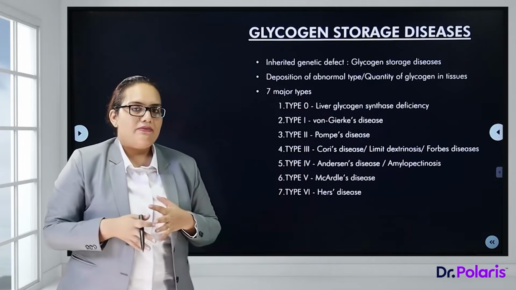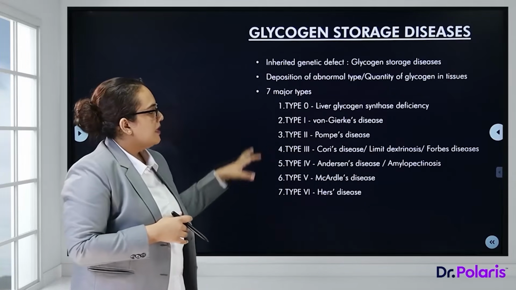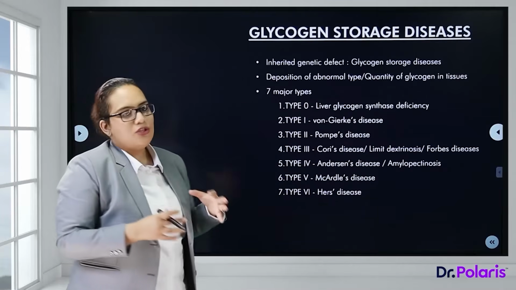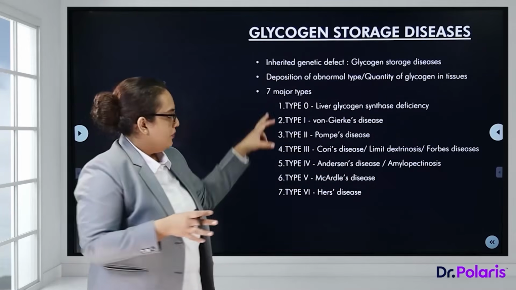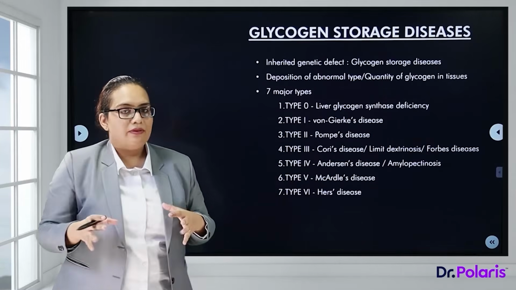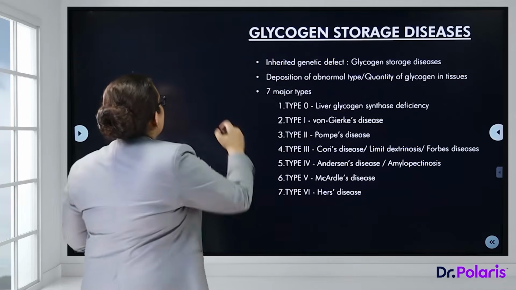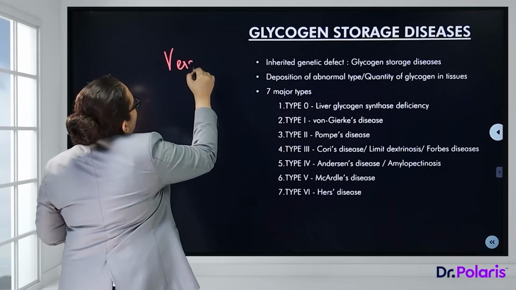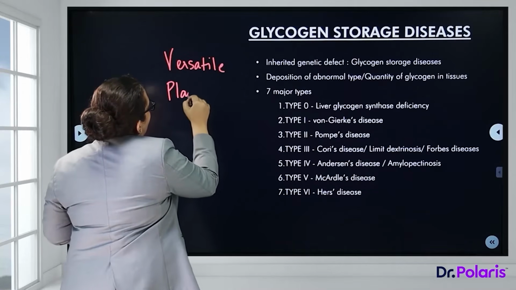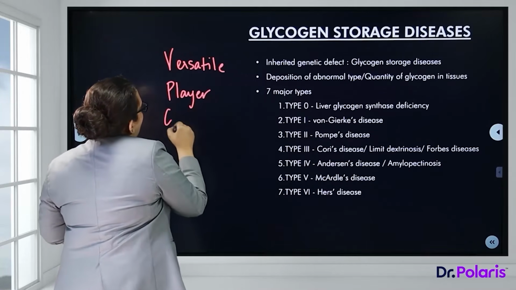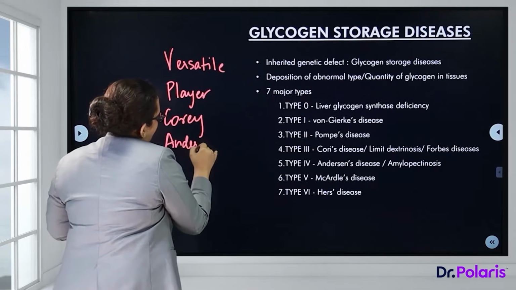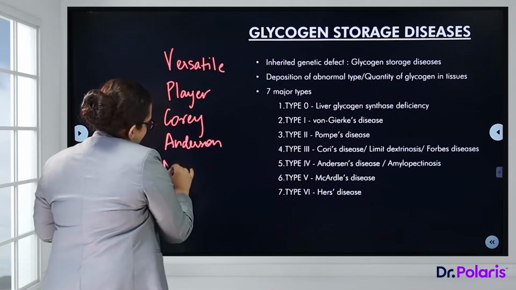Now, there's a very easy way to remember the disorders with the exception of type 0. I think even if you don't include type 0 under glycogen storage disorders, it's fine. But if you remember the next ones, from type 1 to type 6, it's more than enough. So there's one mnemonic, that is: Versatile player Cori Andersen makes history.